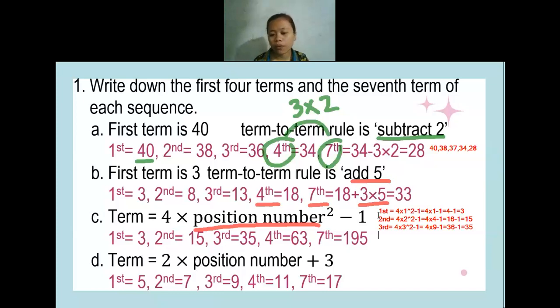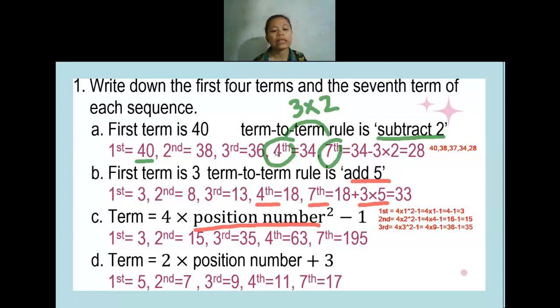Is there anyone who is confused before I move to question D? It's okay to ask me if you have any question. I'm reading the chat box, so you can type in the chat box, or you can directly unmute yourself. That's okay. No question? Okay, if you have no question, I will move to question D.